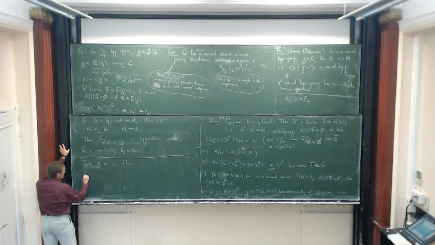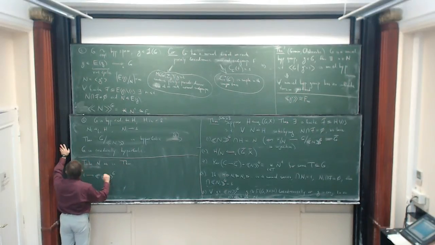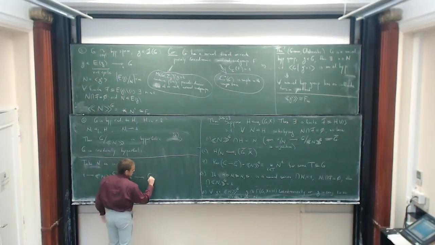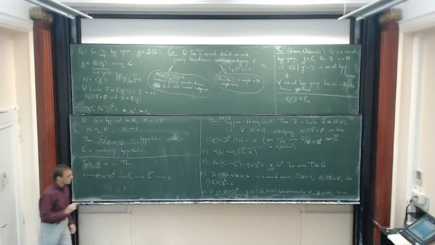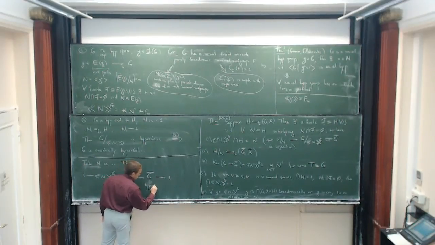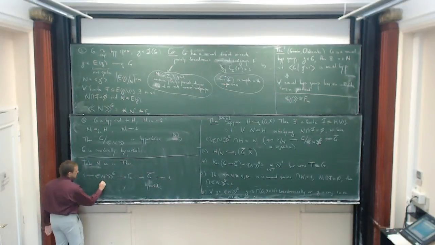And then you have a short exact sequence. It's called G bar 1. So what is G bar? G bar is a hyperbolic group, and what is the kernel? The kernel is the free product of conjugates of N.